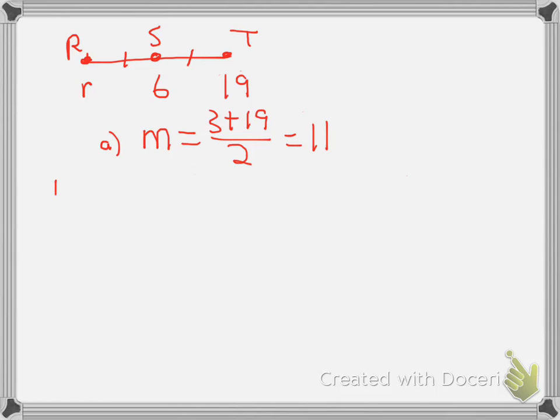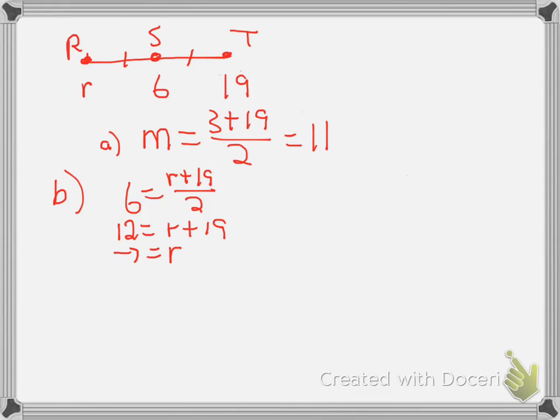Well, you have 2 ways you can go about it. You could use the formula again. The midpoint, 6, equals r plus 19 over 2. If we multiply, this would be 12 is equal to r plus 19. That gives you that r is negative 7.